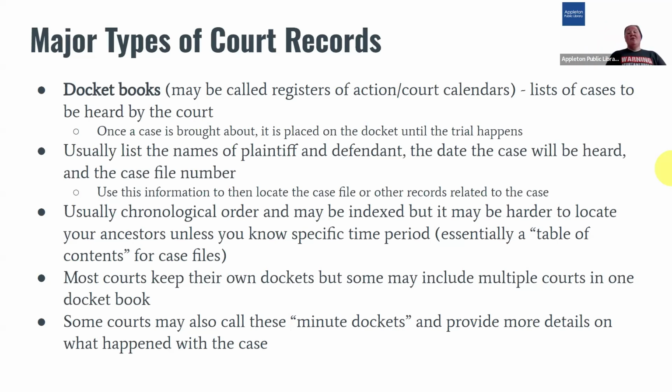Just be aware that most courts keep their own dockets. So you might have one docket book for one type of court, or some areas, if they are a smaller community, they might put all the different courts in one specific docket book. So you might see the family court, the court of inquest, what else? Juvenile court, all in one docket book, or they might each have their own docket books. So again, that's why you really need to understand how the records are done and what the different court names are of the area where your ancestor is living.